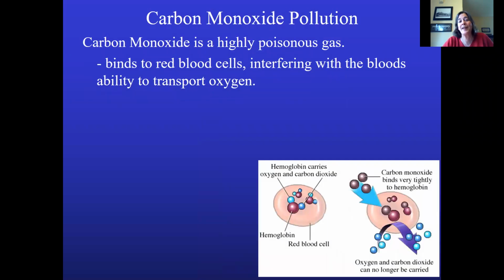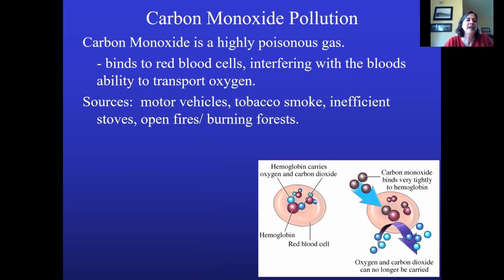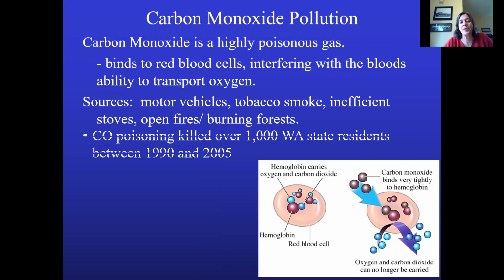All right, so what about carbon monoxide? It binds to your red blood cells, and it inhibits the ability of those cells to carry oxygen. So if you get carbon monoxide poisoning, you basically suffocate. So what are the sources? A lot of things that combust, or can combust carbon type things.